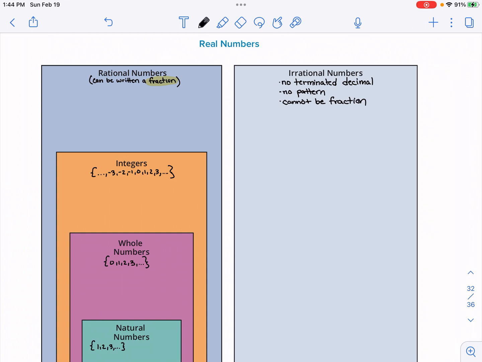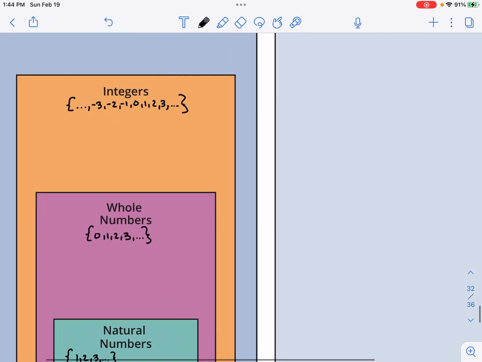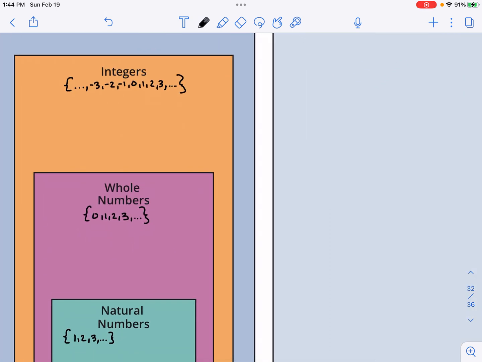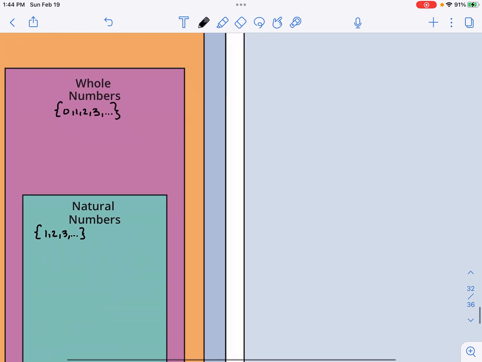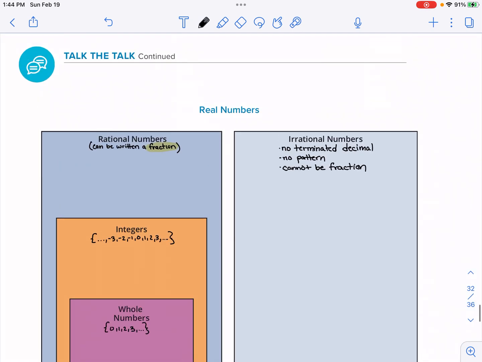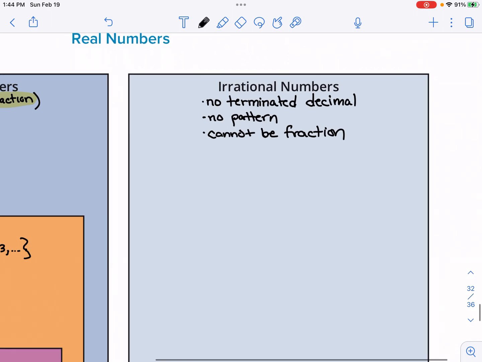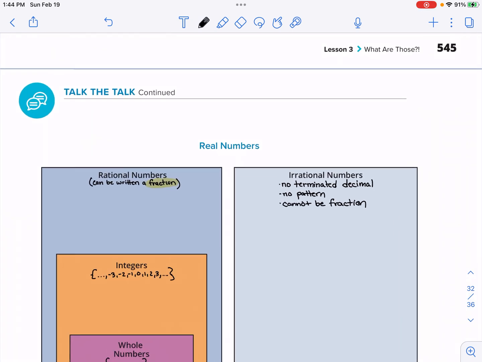real number system. On the left side, we have rational numbers. And then, if you remember, we created a smaller diagram earlier, right? This is comprised of integers and then whole numbers and natural numbers. Off to the right, this is everything else, irrational numbers. And I put a little bit of a description here, so there's no terminating decimals. There's no pattern, and it's decimal and cannot be a fraction.